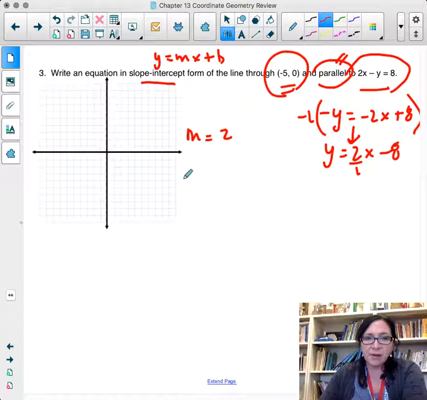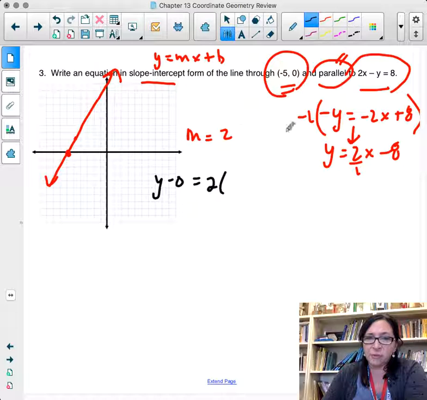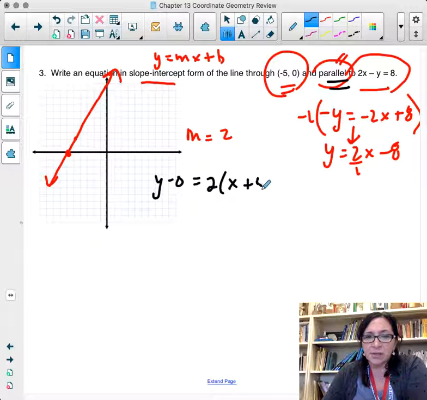Here's my point. So I'm going to put it in point slope form. So negative 5, 0 is here. Up 2 over 1 is here. So my graph is going to look something like this. But let's put it in slope-intercept form. So we're going to go y minus 0, I'm taking the point that they gave me, 0, equals my slope that I stole from this equation, because parallel lines have the same slope, times x plus 5. Remember, it's the opposite of both. If that's a minus 5, that's a positive 5.